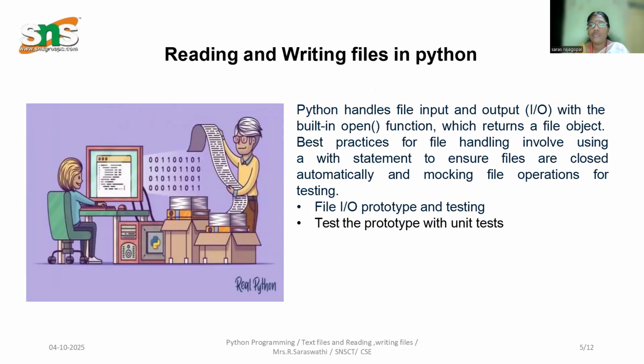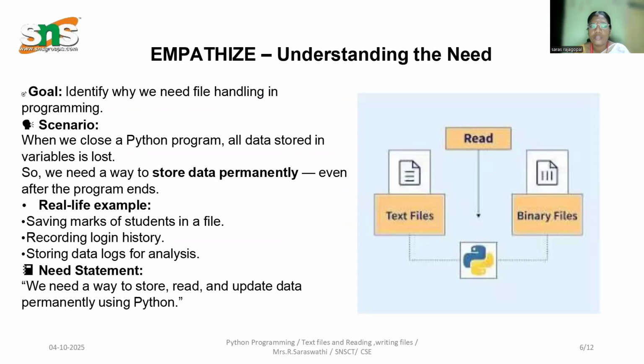Python handles input and output with the built-in open function, which returns a file object. These are the file handling mechanisms: using a with statement to ensure the files are closed automatically, and mocking file operations for testing. File input output prototype and testing. Test the prototype with the unit test cases.